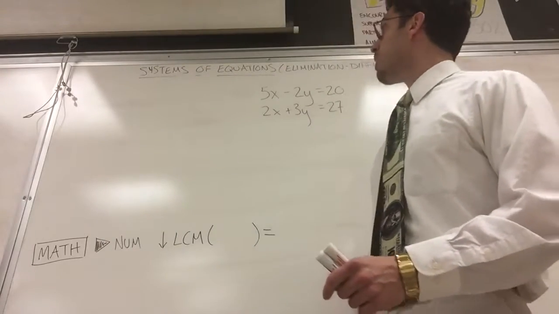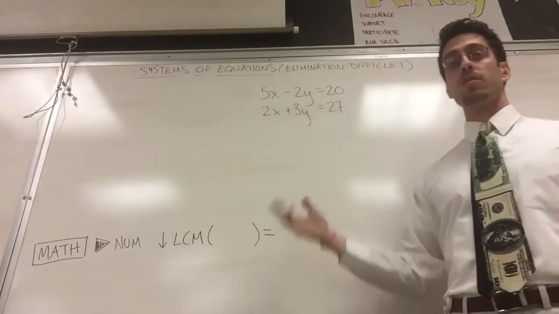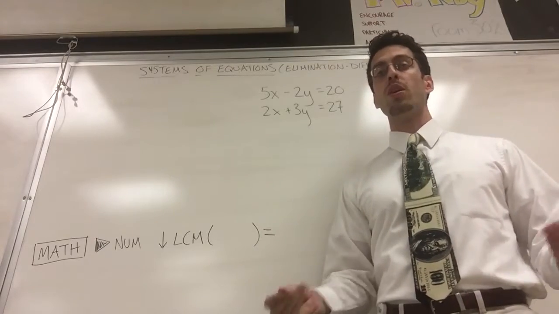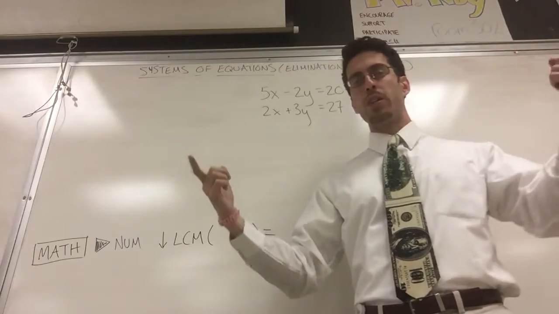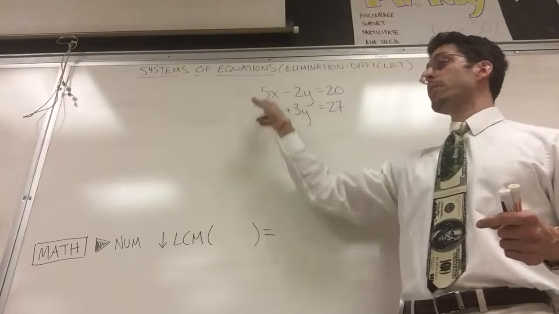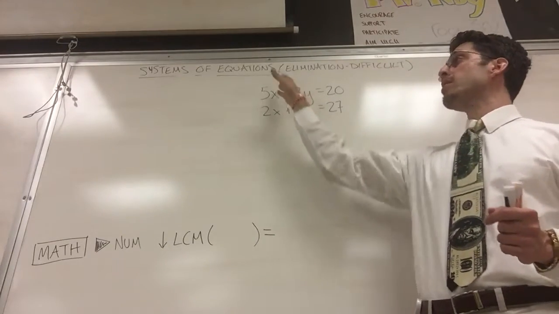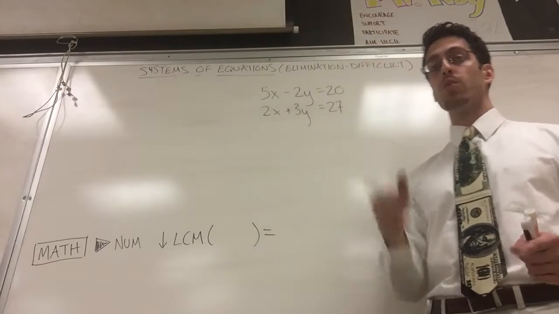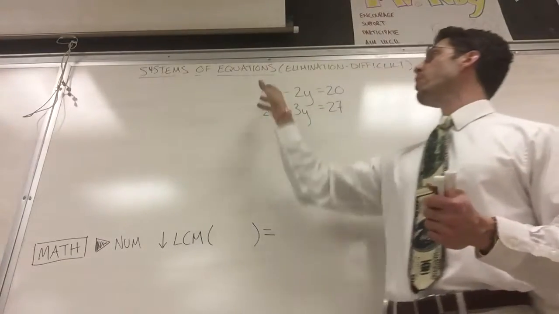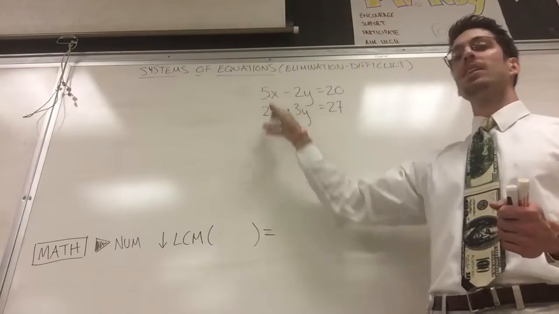All right, so I want some of these variables to disappear. I don't know what to do. So let me think ahead of what I want. I wish that the same number was here and here. Or I wish that the same number was here and here. I would like to either cancel out the x's or the y's. You can choose. I'm going to go for trying to cancel out the x's, but they're not the same number.